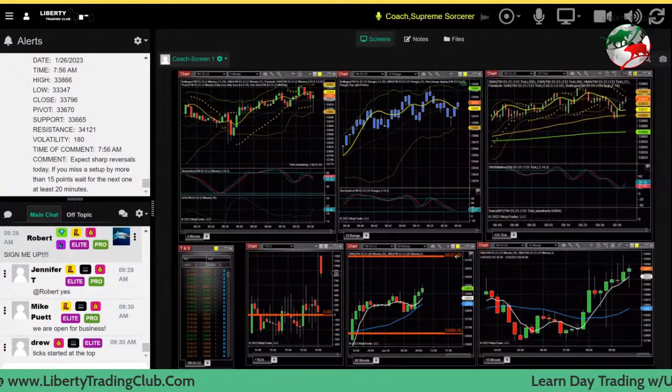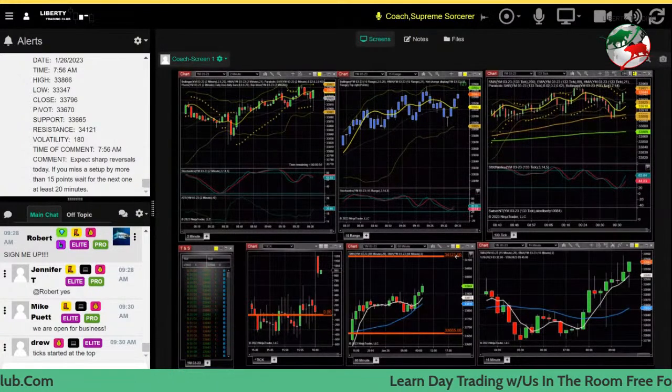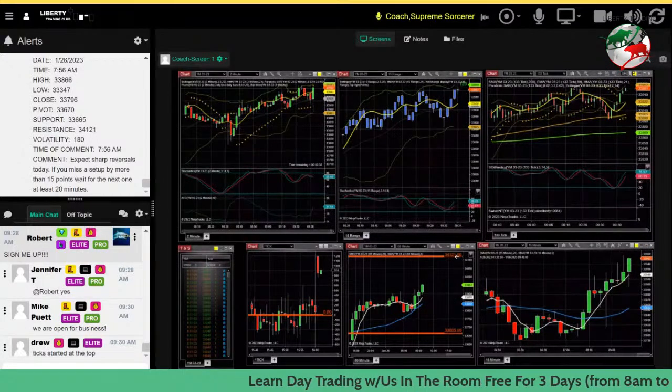Tick started high. Those of you that are long, take some profits now. You guys know what to do, those of you that are trading the open.